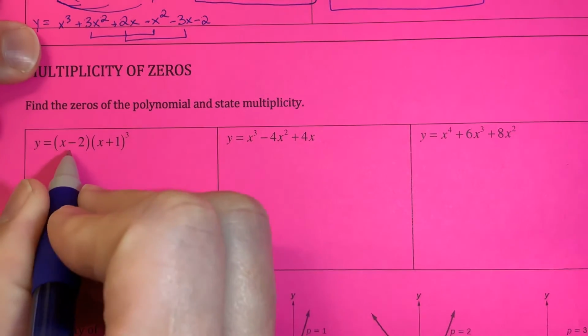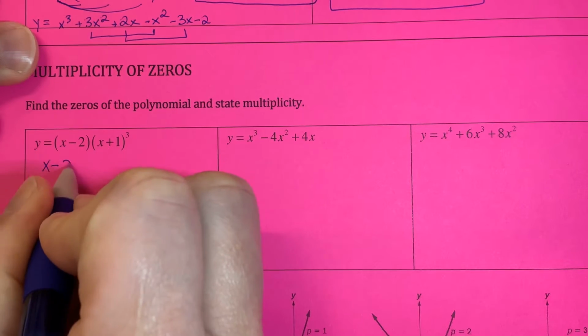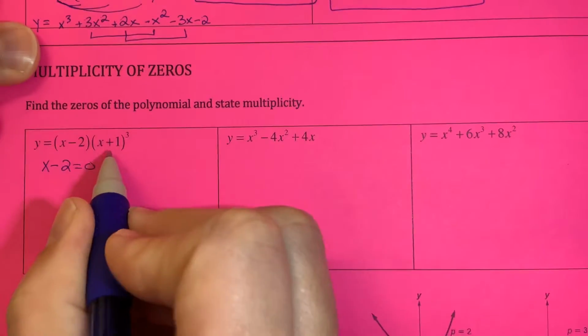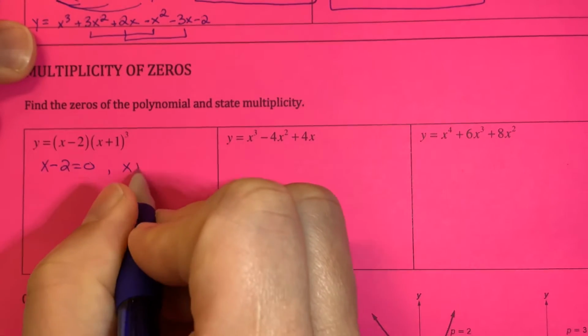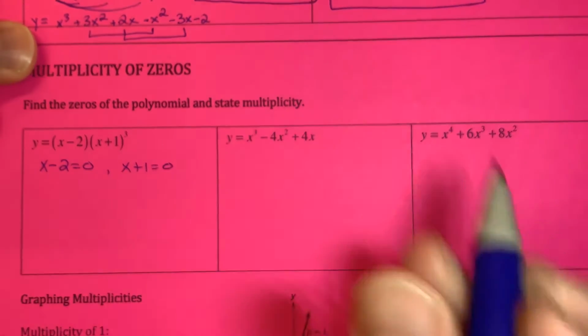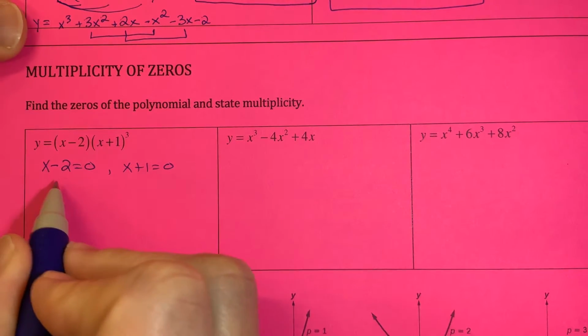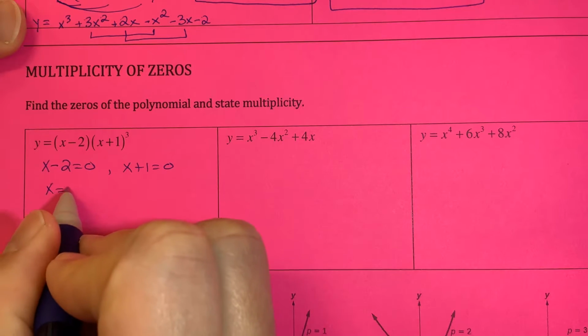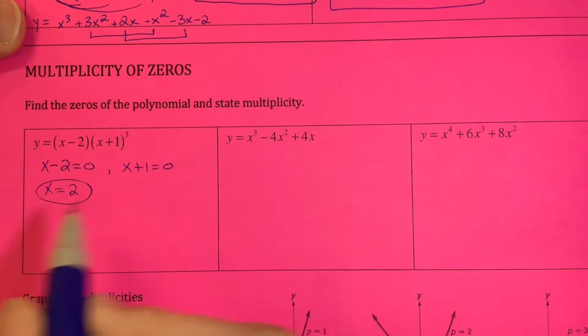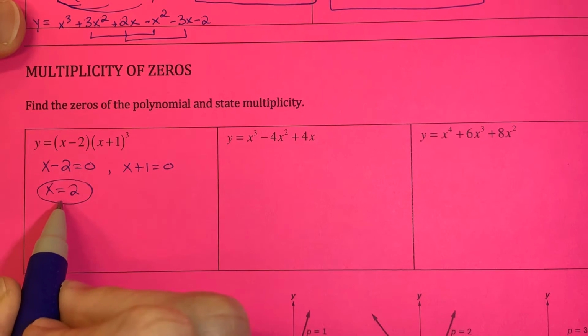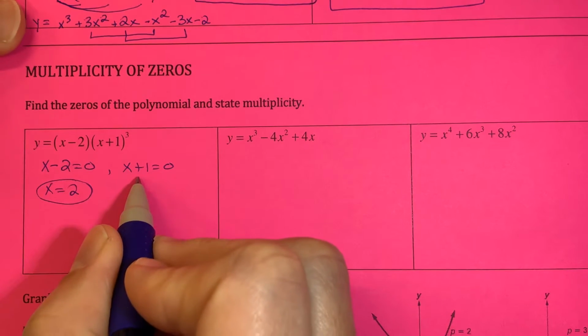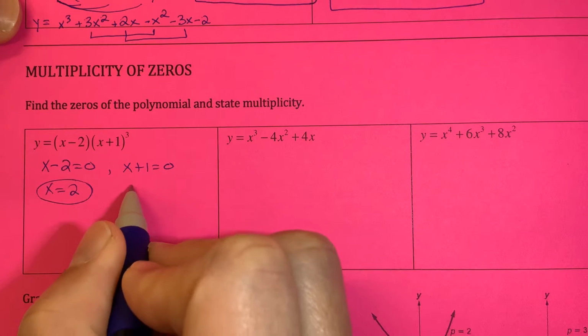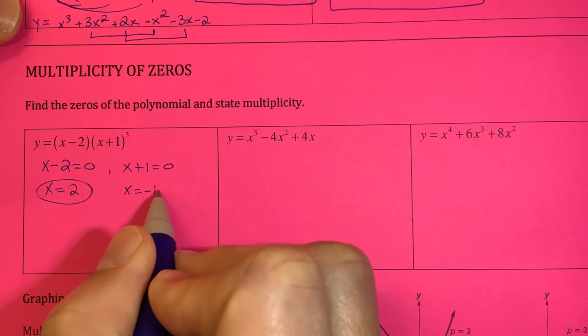So here we go. I take this expression, set it equal to 0. I take this expression, set it equal to 0. When I solve this, I'd be adding 2 to the other side, giving me x equals 2. But remember, I only had one of those expressions, and so that means I only have one of those answers. When I solve this, I'd be subtracting 1 to the other side, and that would give me x equals -1.